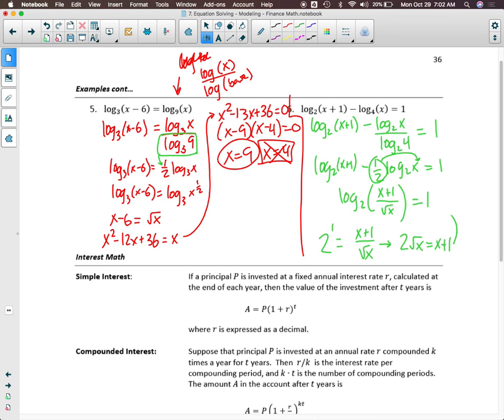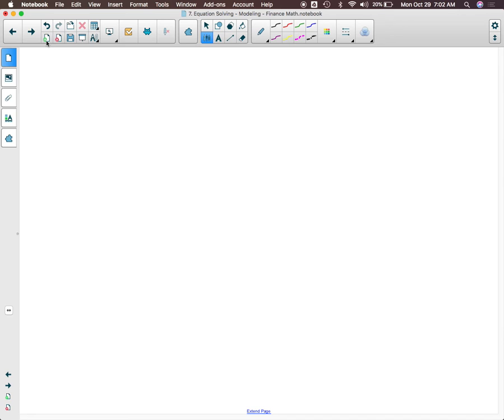Oh boy, I'm running out of room here. Let's think. I'm going to have to cheat and just move to a next page. Jump into a new page. 2 square roots of x equal, what was that? X plus 1, x plus 1. Let's square both sides. That's going to give me 4x equals x squared plus 2x plus 1.